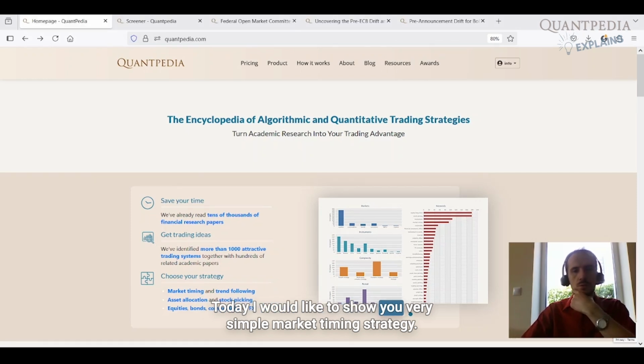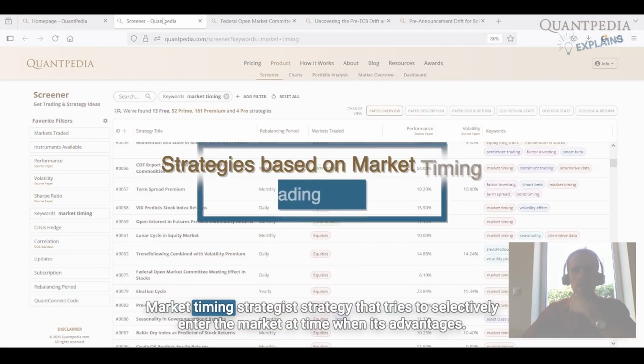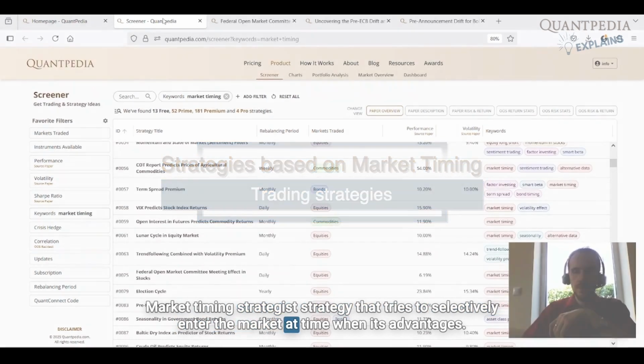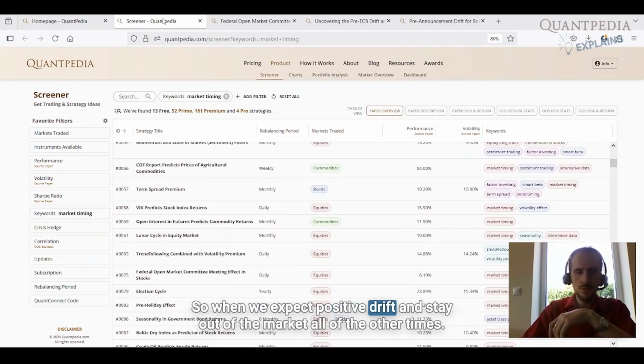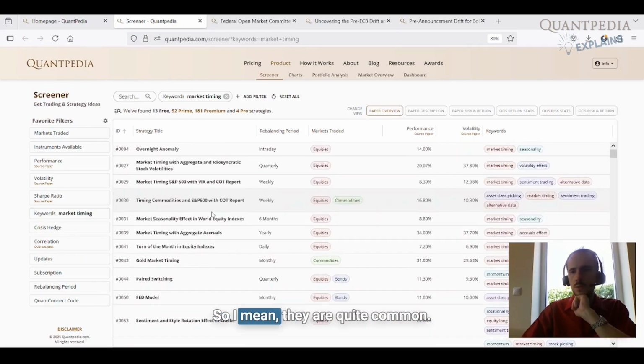Today I would like to show you a very simple market timing strategy. Firstly, what is market timing? The market timing strategy is the strategy that tries to selectively enter the market at a time when it's advantageous, so when we expect positive drift, and stay out of the market all of the other times. We have over 200 market timing strategies in our database, so they are quite common.